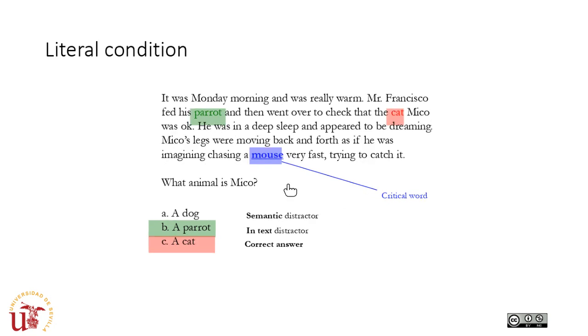Now, in the literal condition, it does say cat.